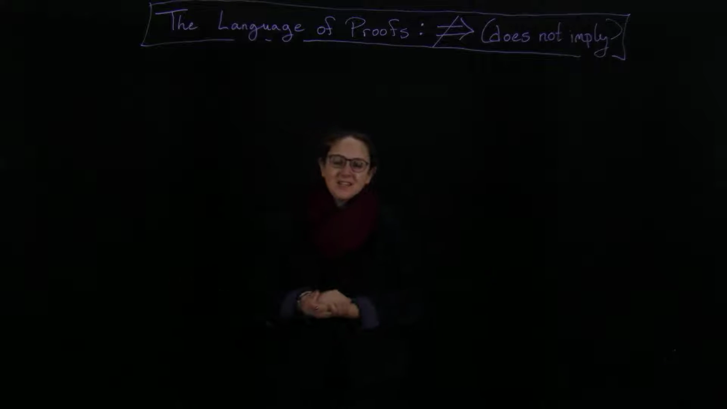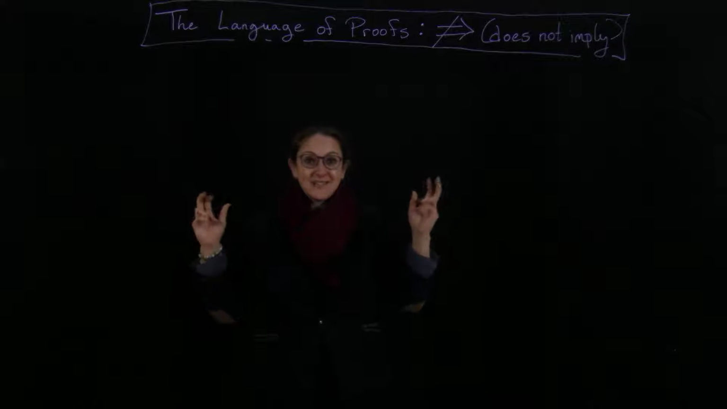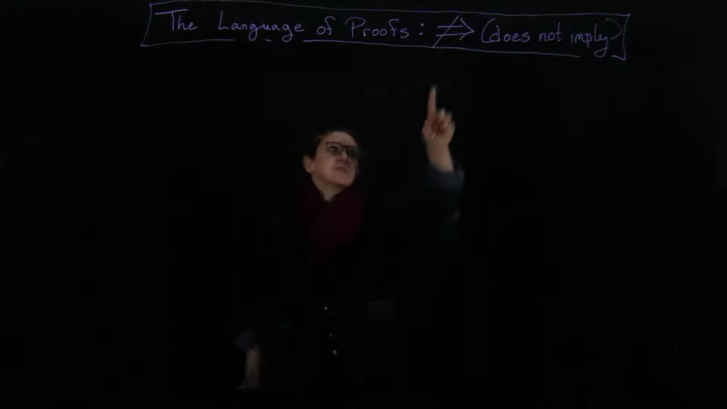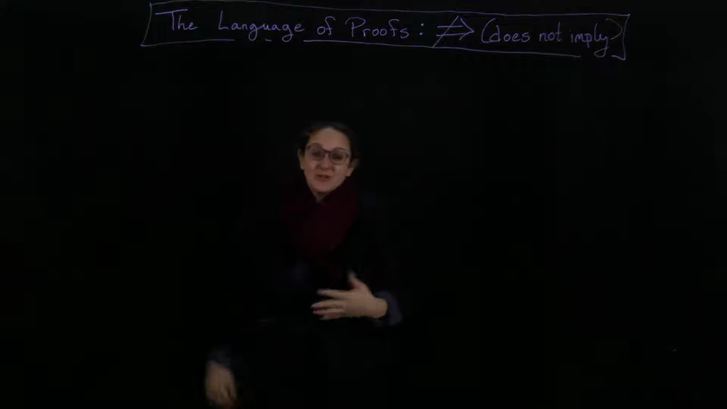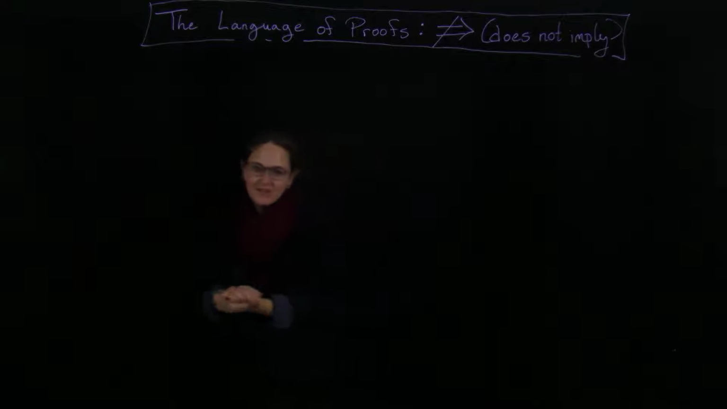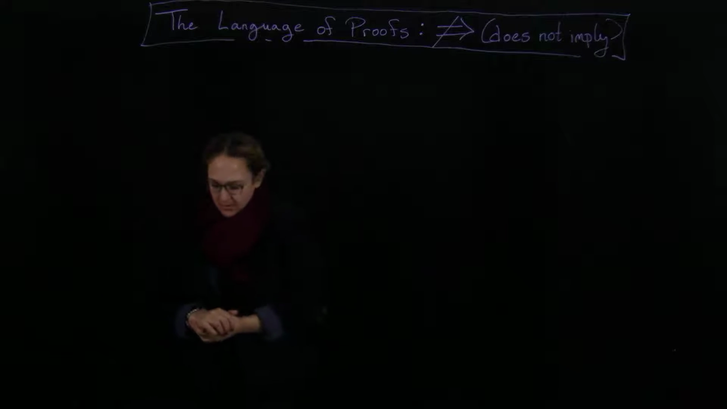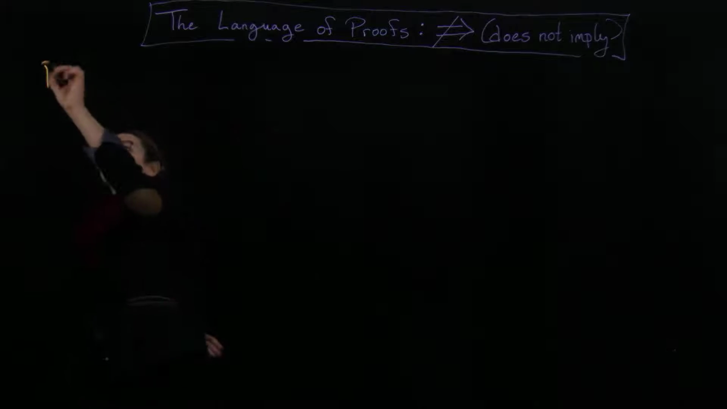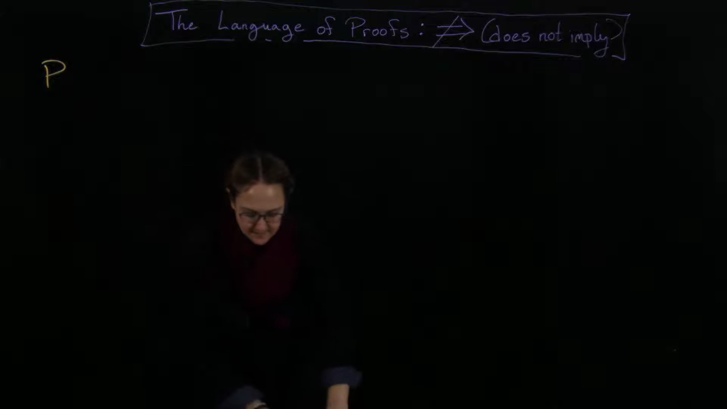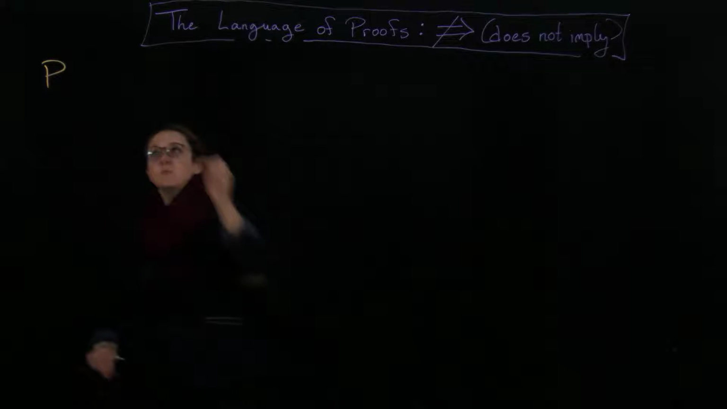Welcome. In this lecture, I want to go through the does not imply symbol. Okay, so it looks like it implies, but it has kind of a slash through it, which is often used for does not in logic symbolism. So here we're looking at P does not imply Q.